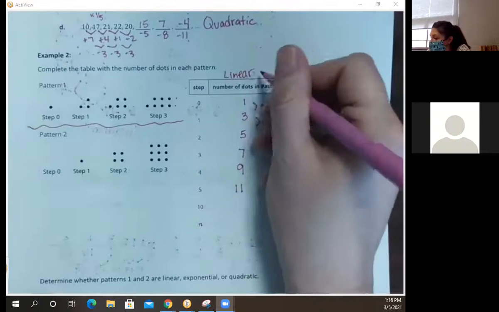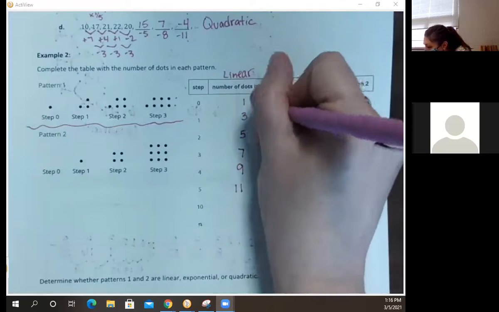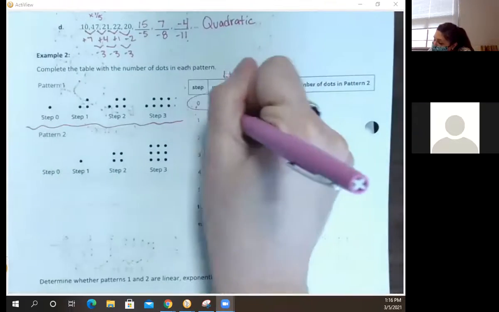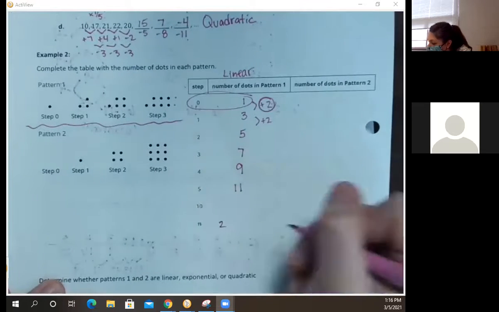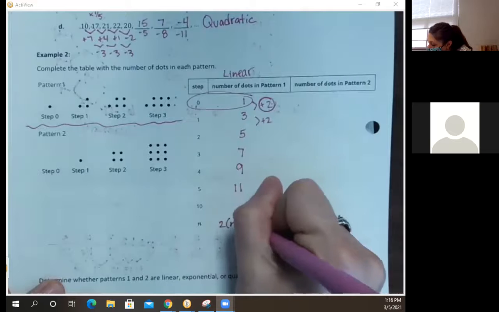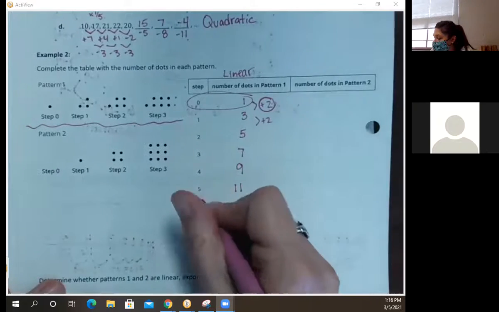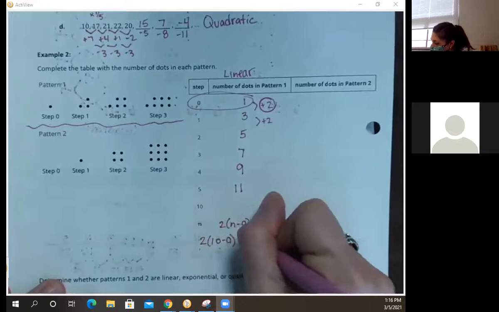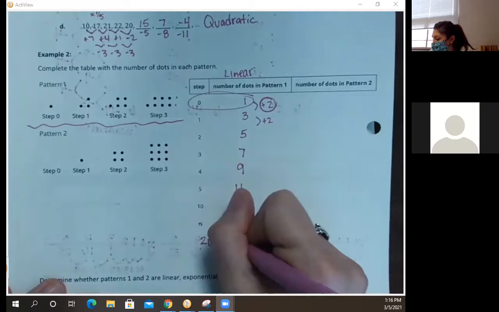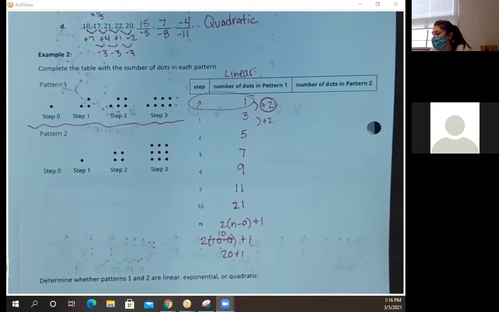So we thought about this as a linear function, since we know it's a linear pattern. I know the slope, I know how I'm changing each time, and I have a point here, so I'm going to write something akin to point slope form. So this would be, for my pattern, 2 times n minus 0 plus 1. So if I want to find the 10th step in this pattern, that would be 2 times 10 minus 0 plus 1. 2 times 10 is 20. 20 plus 1 would give me 21 dots in the 10th picture of this pattern.